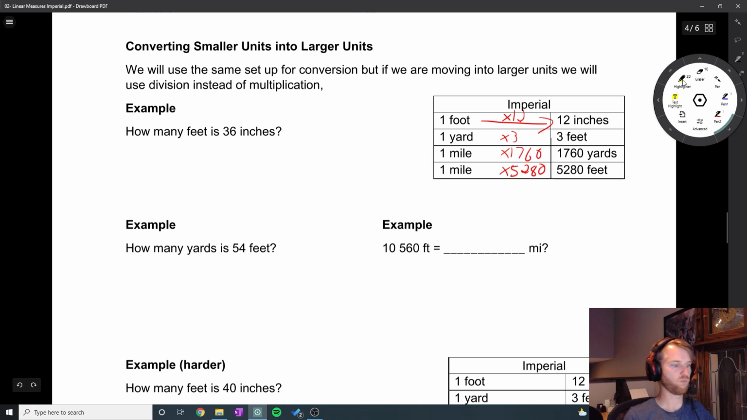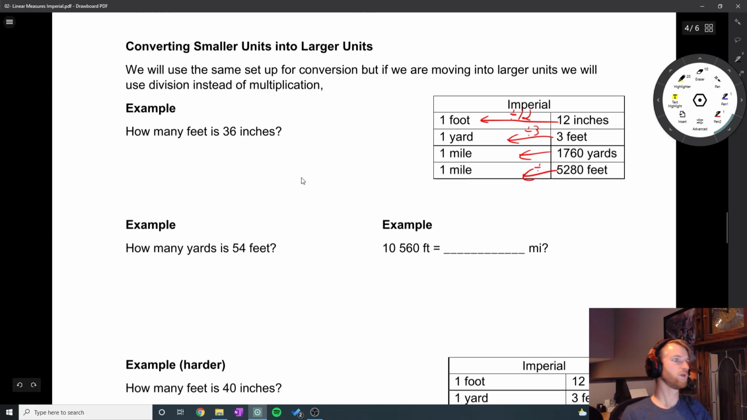Okay, when we are going the other direction, okay, if I have inches and now I want to go to feet, okay, how do I get from 12 to 1? Right? Okay, in this case, I'm dividing by 12. I'm going from a big number to a small number, so I'm dividing in this case. So it's divide by 12. This going this way, here would be divide by 3. Going here would be divide by 1760, and this one would be divide by 5280.